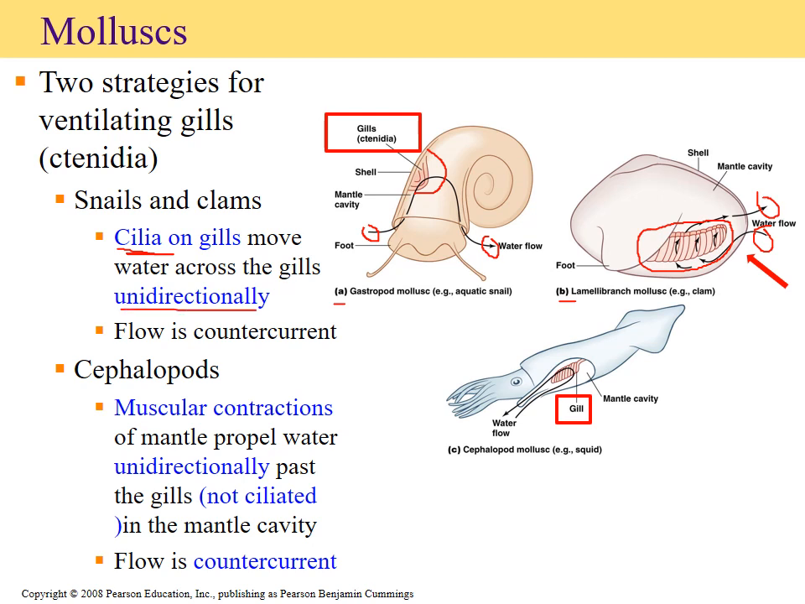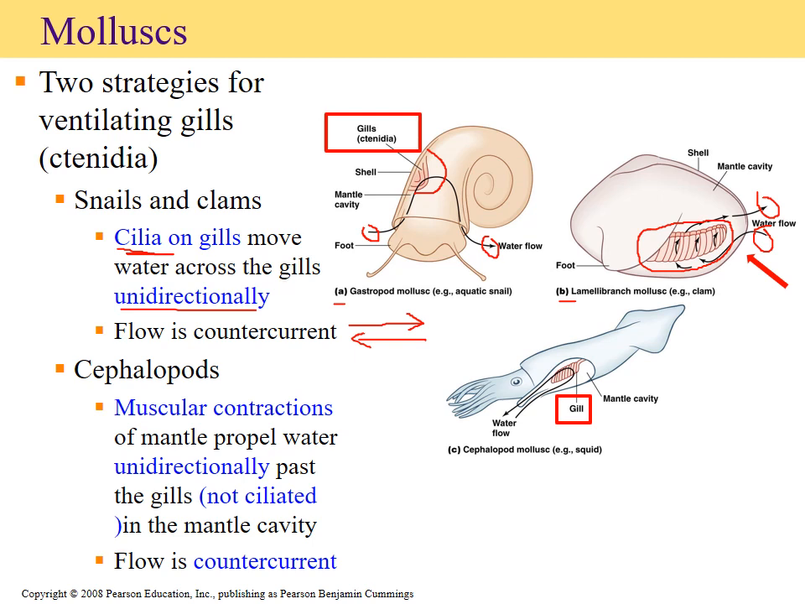flow. And we can take it a step further and take a look at how the blood is moving in comparison to the media. And we see that it is a countercurrent movement, meaning that they're moving in opposite directions, allowing the maximum amount of gas to be extracted and put into the circulatory system.